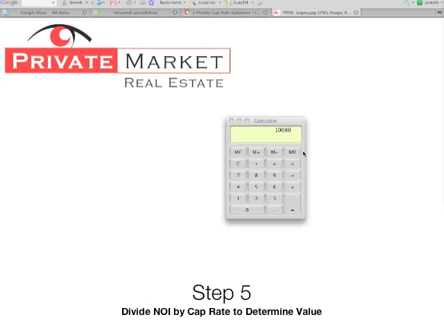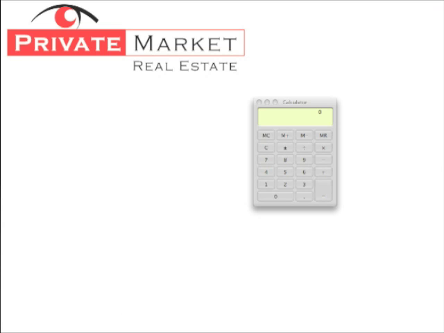So at this point, from your net operating income, you are going to divide by what your cap rate is, which is 8% or 0.08. And that would give you the value of the property at a capitalization rate of 8. This is $126,000. So as you can see, the capitalization rate has a dramatic effect on the value of an income property.